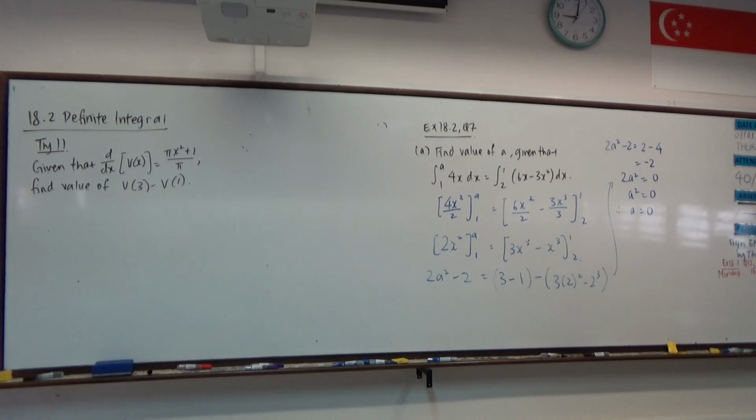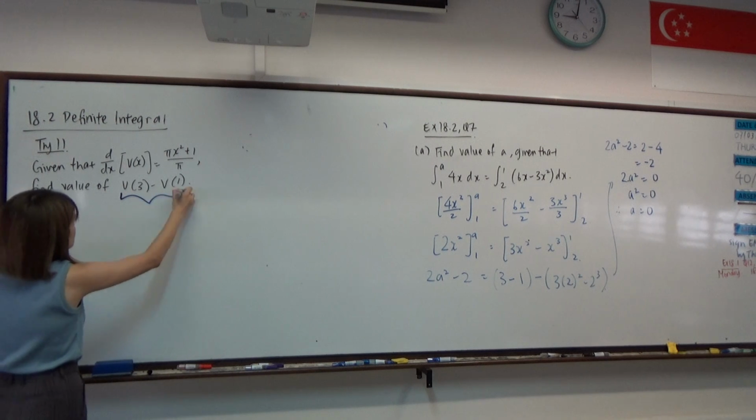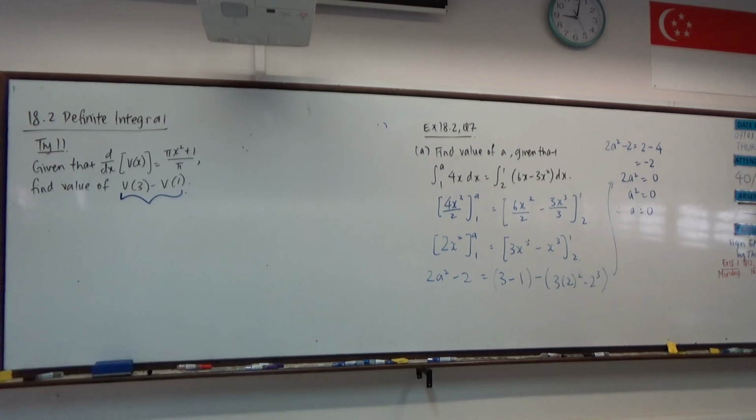Try 11, whereby we are given that the derivative of the function V with respect to x would give you pi x squared plus 1 over pi. And then after they ask you to find out what is the value of V(3) minus V(1). What does V(3) minus V(1) actually mean? When x equals 3 and x equals 1. But in an integral form, what does this actually mean? The upper and lower boundaries, right?